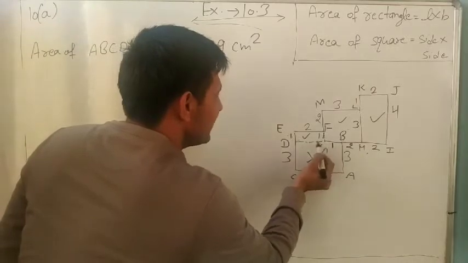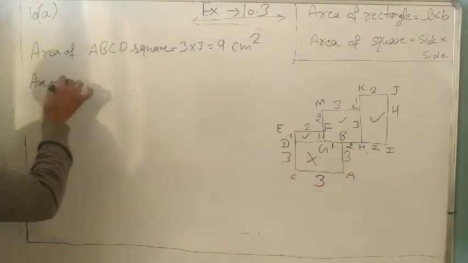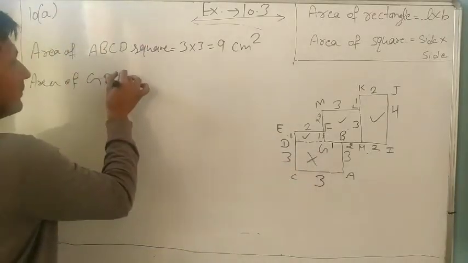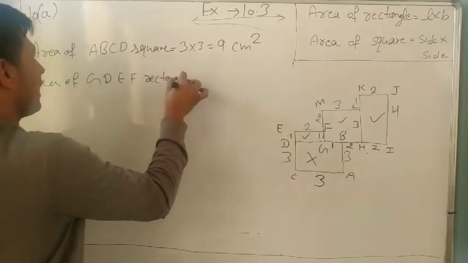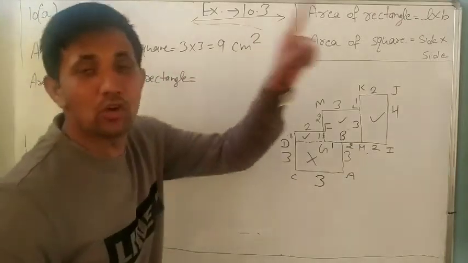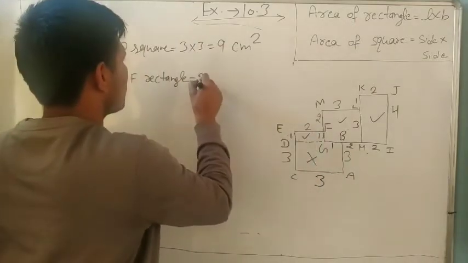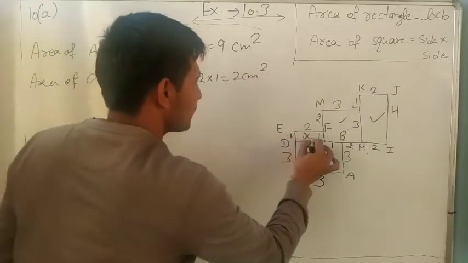What is its name? G, D, E, F. So write area of G, D, E, F rectangle. How much? Rectangle is length into breadth. Length is 2, breadth is 1. So 2 into 1 is 2 centimeter square. It is also finished. Now next.